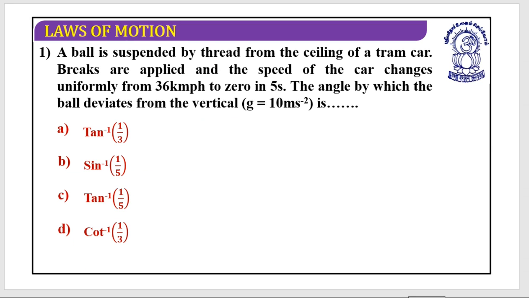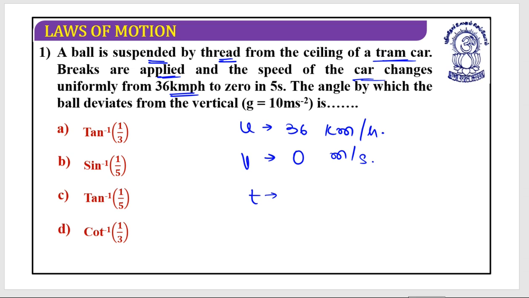Now let's work on one of the numericals. What does it say? It says that a ball is suspended by a thread from the ceiling of a tram car. Okay, and brakes are applied, and the speed of the car changes uniformly from 36 km per hour. That means initial velocity is given, 36 km per hour, to 0. That means the final velocity is 0 meter per second. A time is given, that is 5 seconds. We need the angle by which the ball deviates from the vertical.